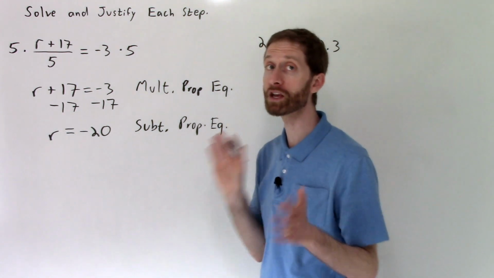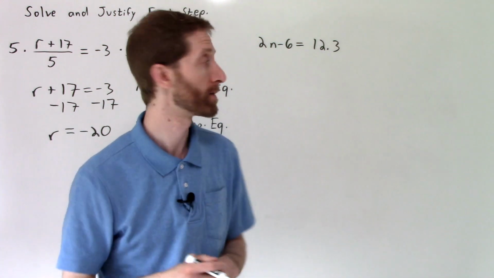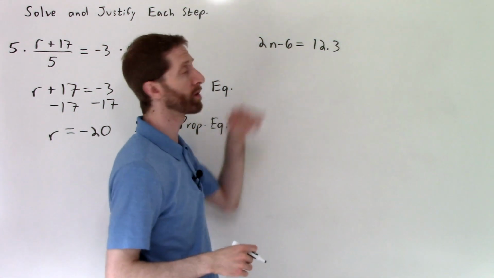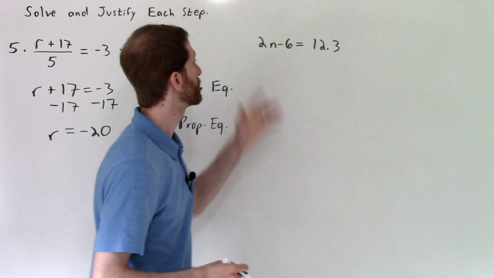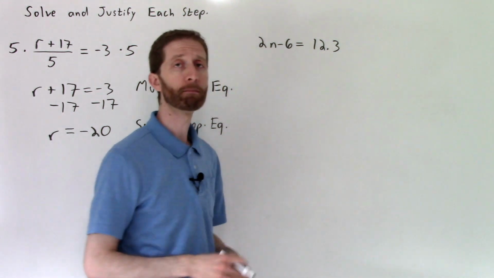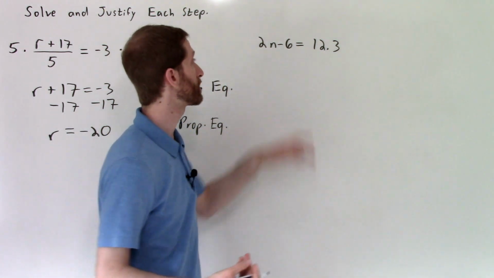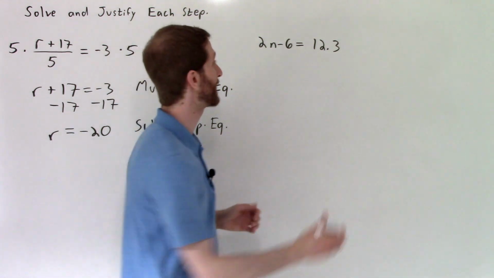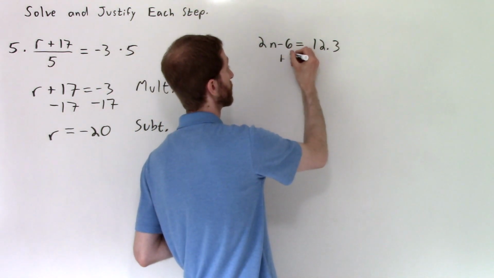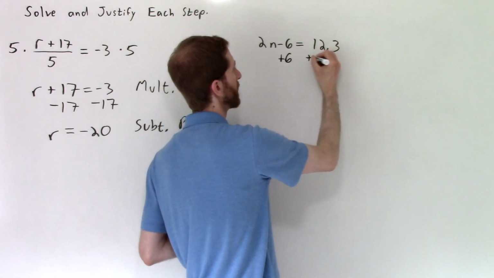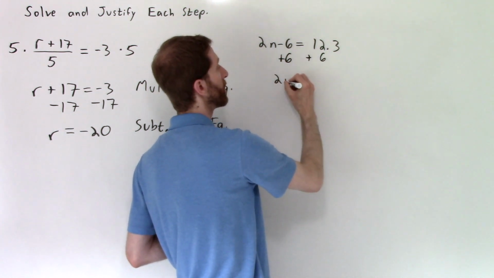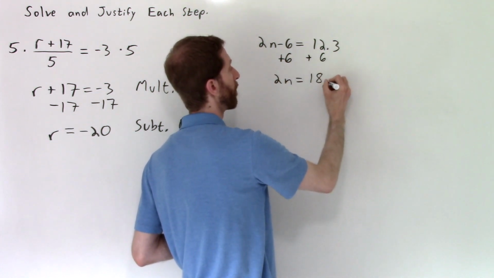So that was just a mini introduction into how to justify your steps. Here's a second example of justification. 2n minus 6 equals 12.3. We want to undo the order of operations, so I'm going to undo minus 6 first, so I will add 6 to both sides. And that leaves me with 2n is equal to 18.3.